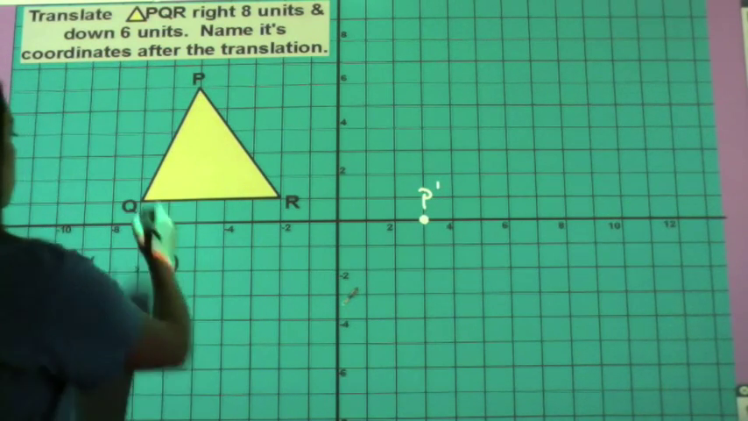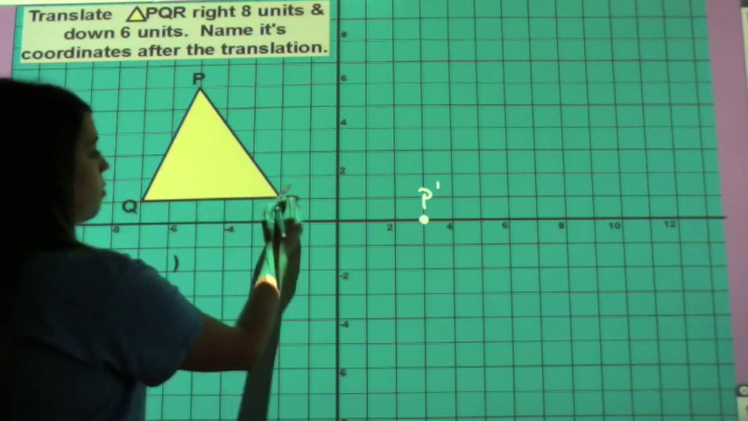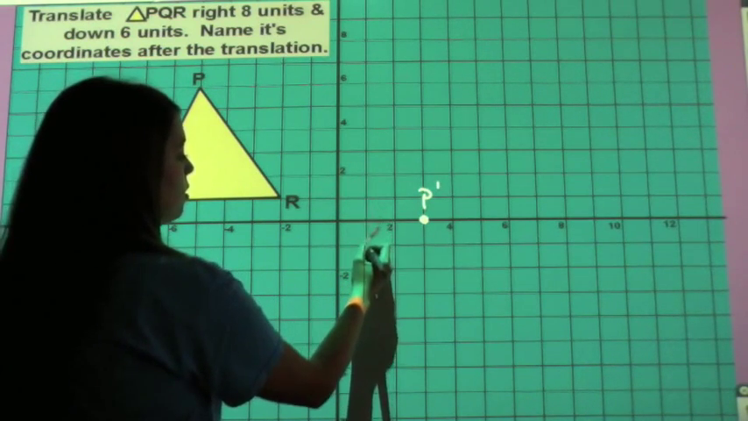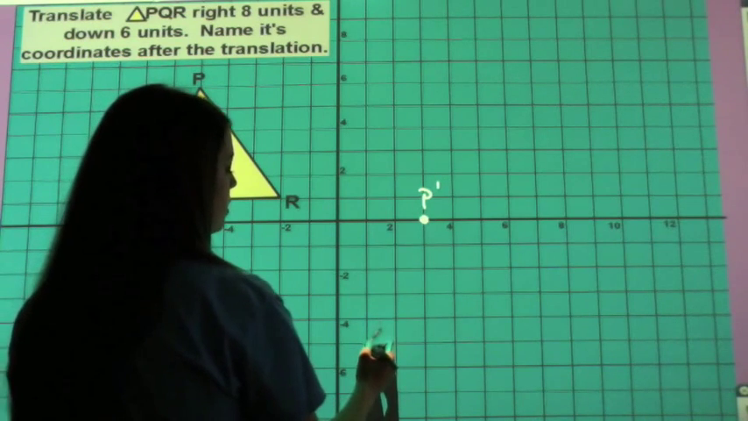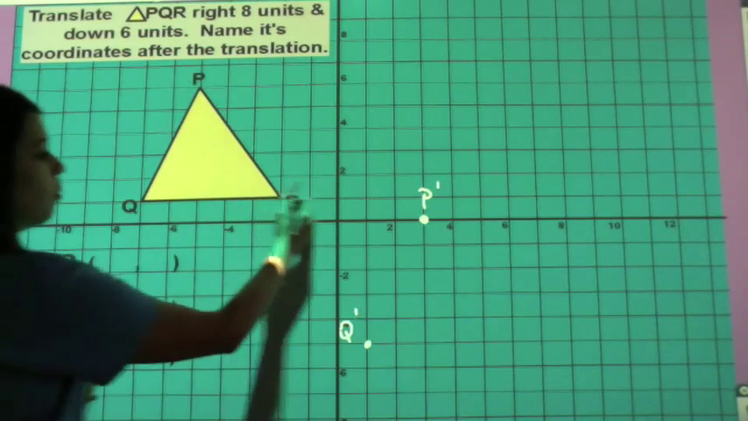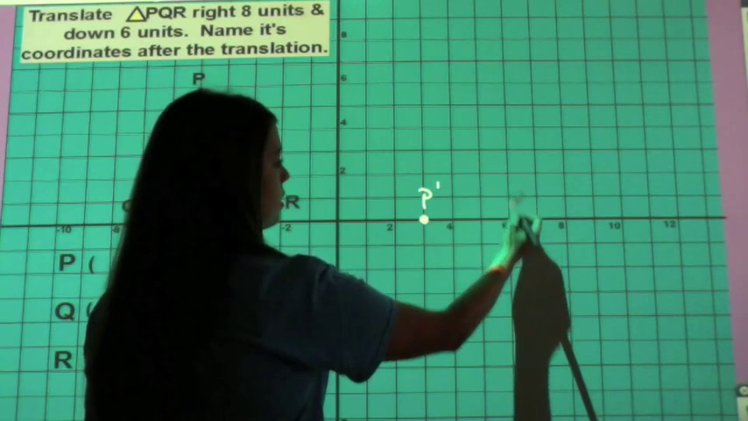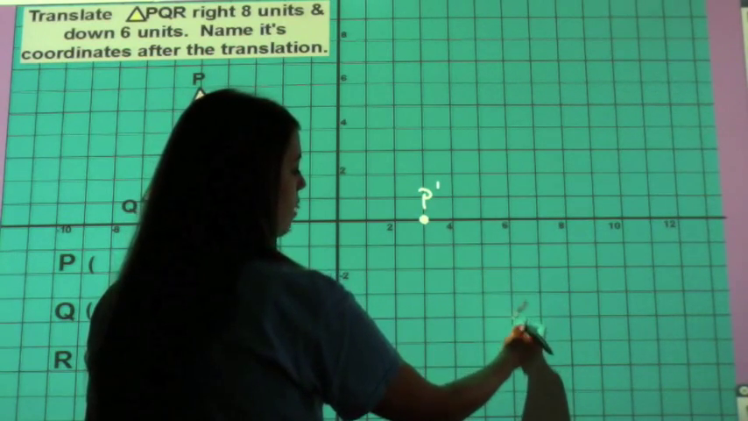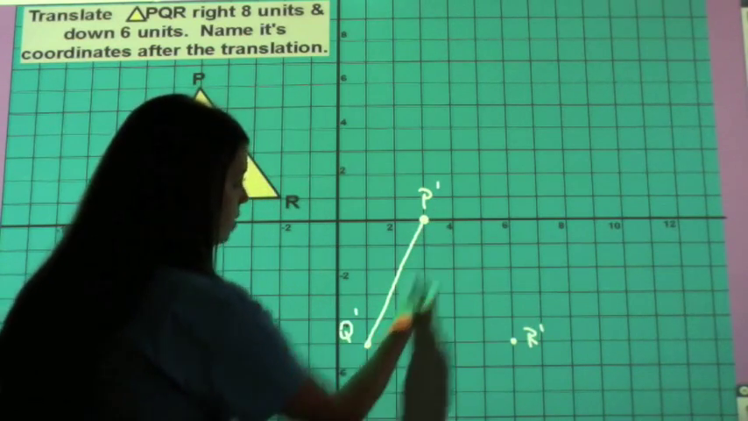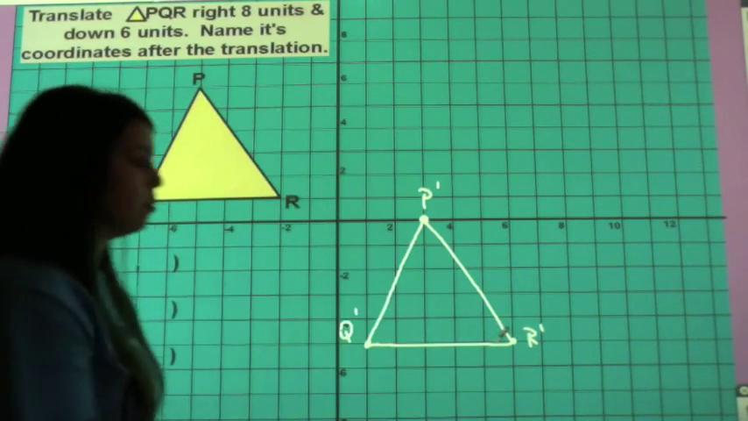Then I take Q, do the same thing. Right 8, 1, 2, 3, 4, 5, 6, 7, 8, and down 6, 1, 2, 3, 4, 5, 6. And that's Q prime. R: 1, 2, 3, 4, 5, 6, 7, 8, down 6, 1, 2, 3, 4, 5, 6. That's R prime. Then it says to list the coordinates of the new shape after it's been translated.